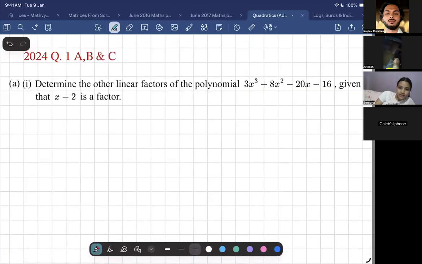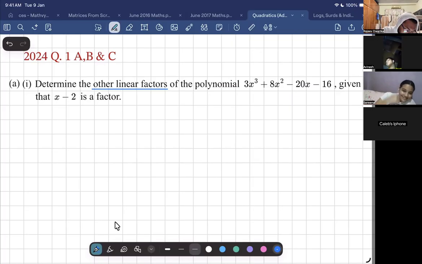Determine the other linear factors of the polynomial 3x cubed plus 8x squared minus 20x minus 16, given that x minus 2 is a factor. So in this question, we want to find the other factors, right? The other linear factors. Anytime they're asking us to find the other linear factors, I need to do what? Divide. Yes, I need to do polynomial long division.